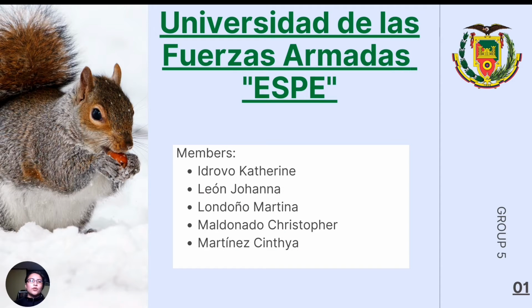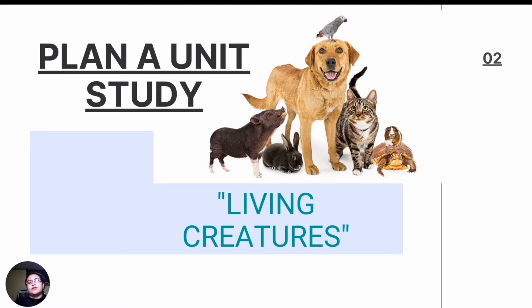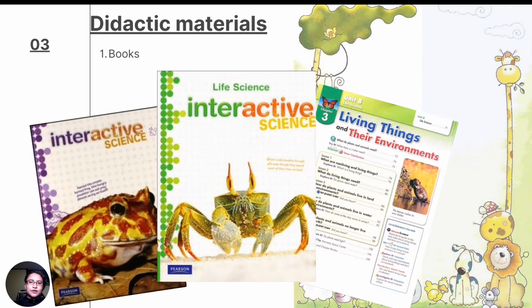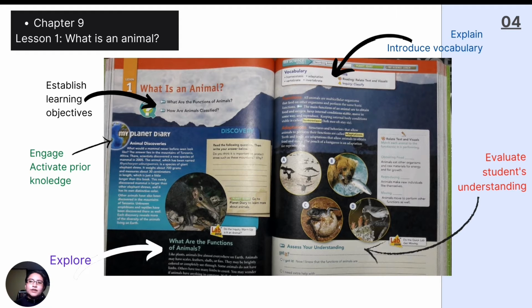Kind regards, we are group 5 and we are going to plan a unit study with the topic living creatures. In this way, inside of the didactic materials, we can share books like Interactive Science, Life Science, and in the chapter number 9, as an example, with lesson 1, what is an animal?